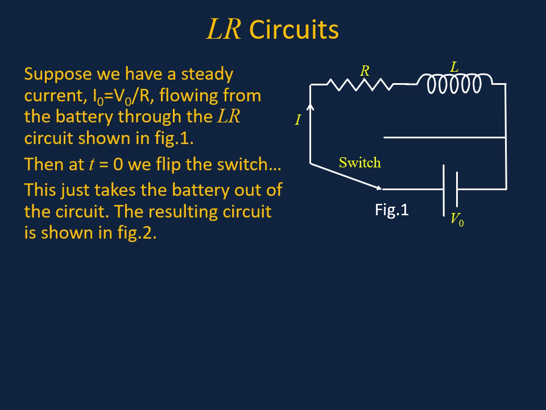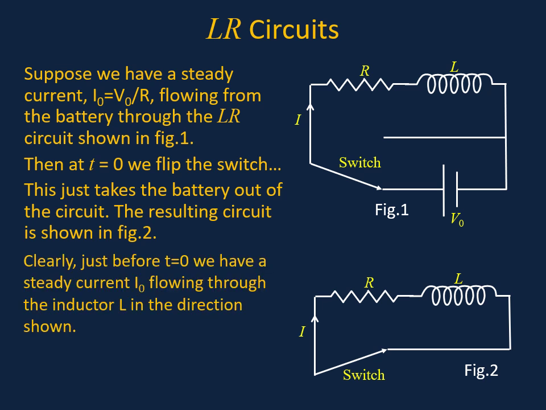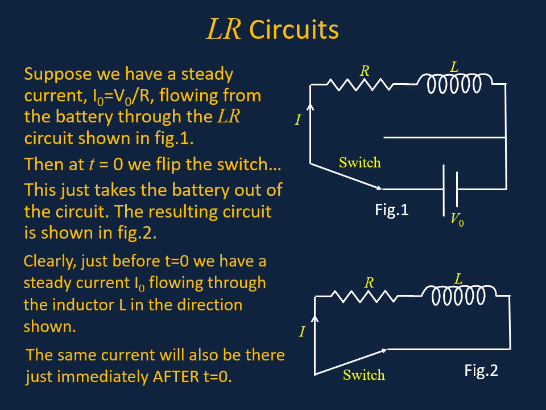Then at t equal to 0, we flip the switch to disconnect the battery. The resulting circuit is shown in figure 2 without the battery. Clearly, just before t equal to 0, we have the full current I sub 0 flowing through the inductor L, in the direction shown. The same current will also be present immediately after t equal to 0.